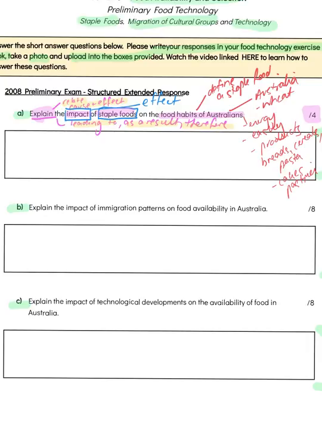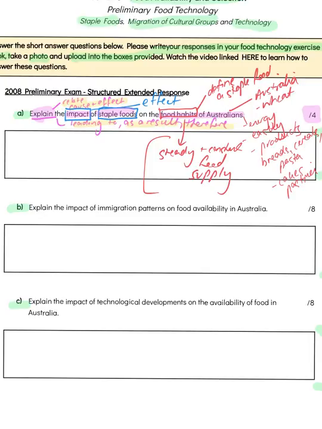Now, the impact of this staple food on the food habits of Australians really requires you to talk about the fact that as Australians have this staple food, we do have a steady and a constant food supply. And you would also be mentioning that Australians have a wide and a balanced diet, and wheat products make up one of the breads and cereals food groups that are recommended to be consumed each day.